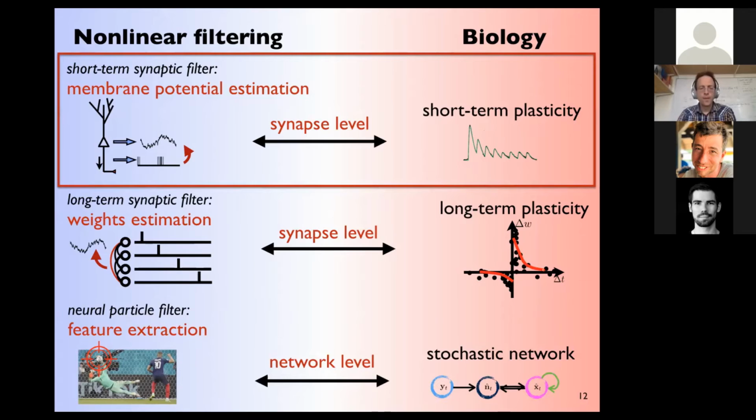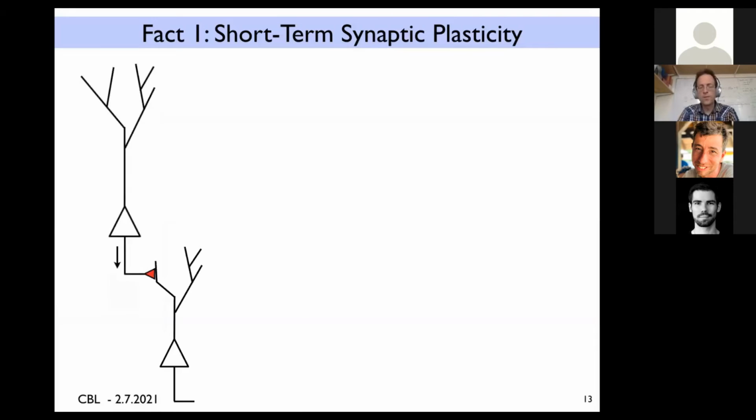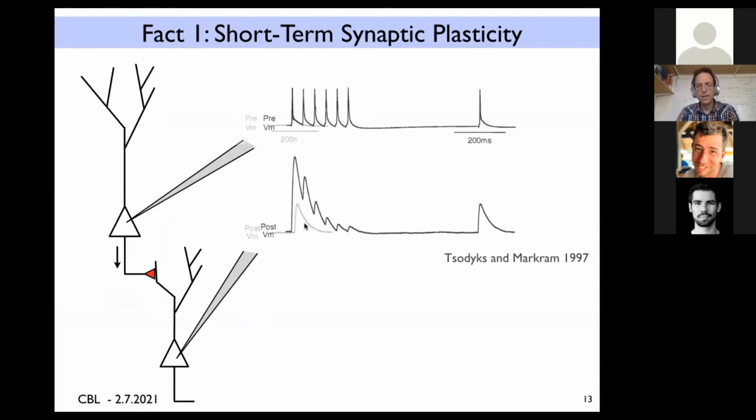Okay, so now I want to describe, on short-term plasticity, how we can see it as a nonlinear filter. This story starts with two observations. The first observation is that there is short-term synaptic plasticity. If you have two neurons connected to each other, a presynaptic neuron which sends its information to the postsynaptic one, and you stimulate the presynaptic one and record on the postsynaptic one, a presynaptic action potential will lead to an EPSP, or excitatory postsynaptic potential, whose amplitude denotes the strength of the synapse.